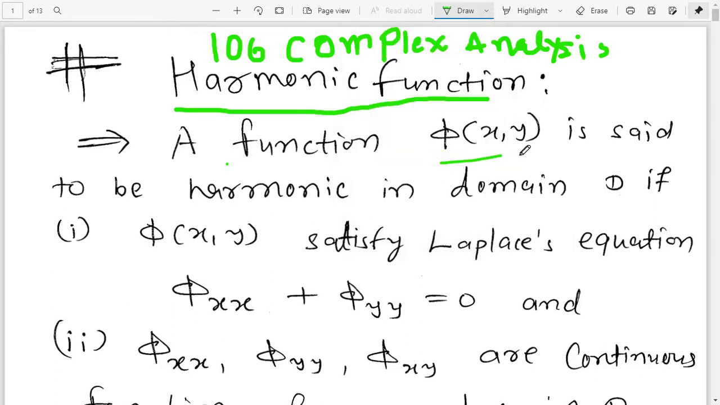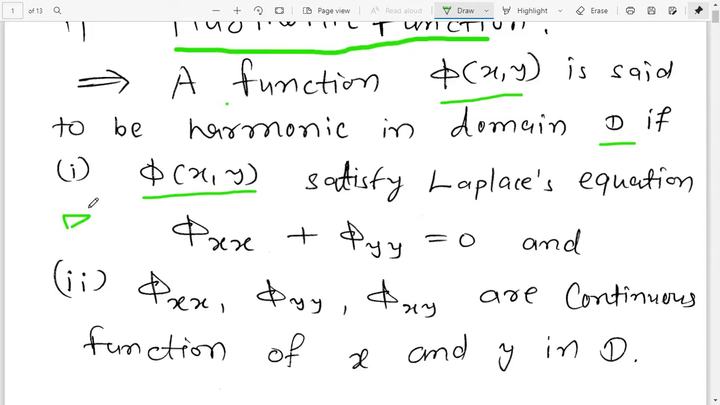A function phi, which is a function of x and y, is said to be harmonic in domain D if phi of x y satisfies the Laplace equation, del square phi is equal to 0, where del square phi is the second order partial derivative of phi with respect to x plus the second derivative of phi with respect to y is equal to 0, and the second order partial derivatives are continuous functions of x and y in domain D. Then phi is called a harmonic function.